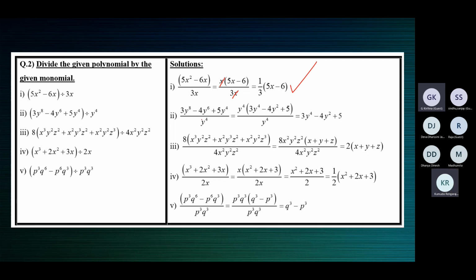In the second one, there are 3 terms, 1, 2, 3 terms separated by a minus and plus sign. They have y to the power 4 common. In the denominator, there's only one term. So that will come as it is, y to the power 4. Children, the question is here. There's a question. The division symbol is changed to divided by like this.